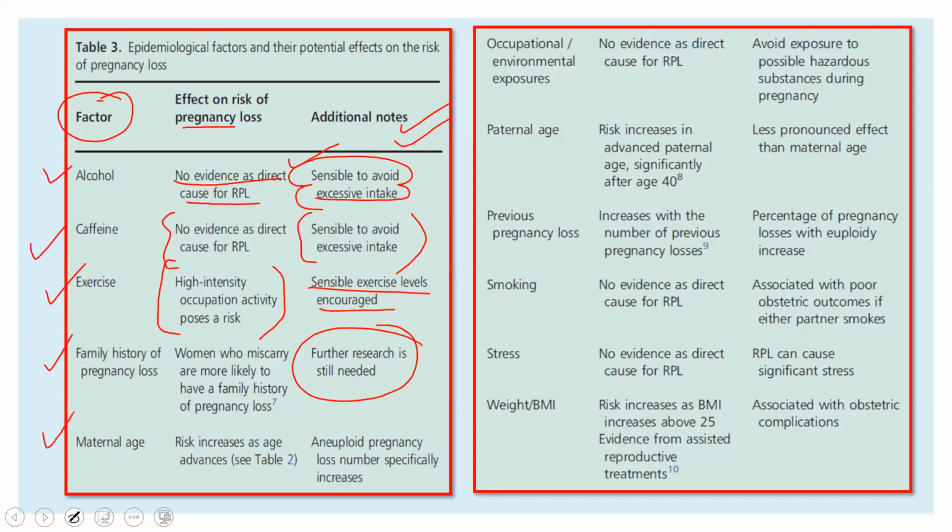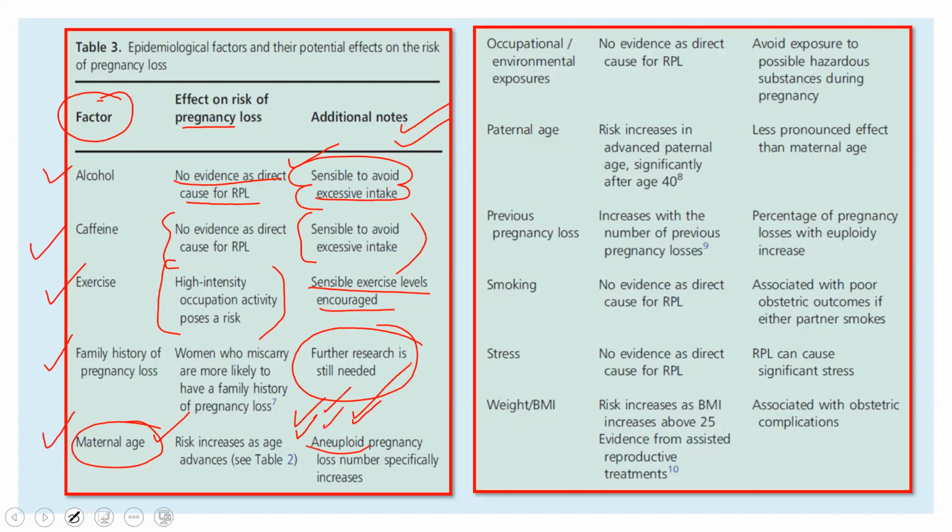Then comes maternal age. Yeah, maternal age, a very important risk factor, isn't it? Because the risk will increase as age advances. So advancing age is going to be associated with chromosomal abnormalities. Chromosomal abnormalities, which one? Aneuploid pregnancy loss numbers specifically increase. So what is aneuploidy? Aneuploid means an addition of an additional chromosome.